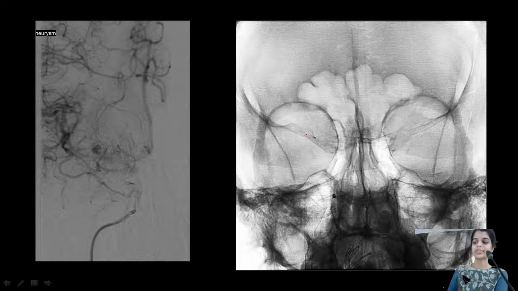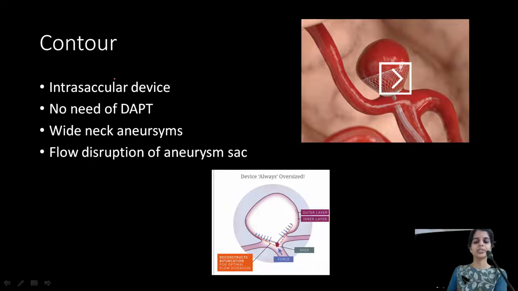So this is the native image. Here we are seeing on the right MCA side, this is the Contour device that we have placed, and this is the flow diverter that was placed previously in October 2021. Contour devices are actually modern devices that are coming up lately for the treatment of wide-necked aneurysms. It is mainly an intrasaccular device. Like a flow diverter is an endoluminal device, while Contour is an intrasaccular device. So this is placed within the aneurysm, and that is placed within the artery.